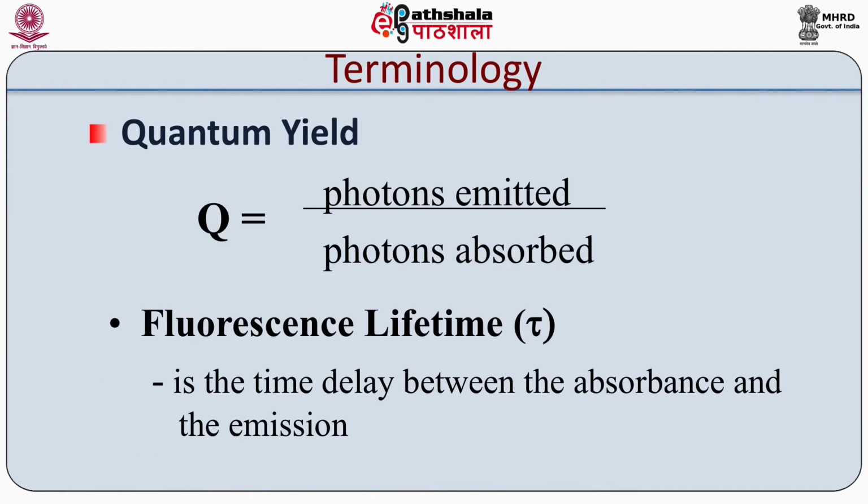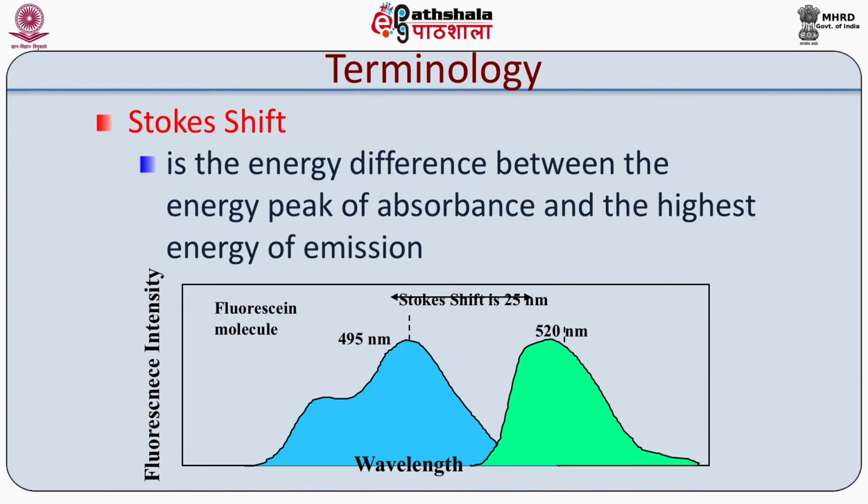And these are some of the units which are used for measuring the characteristics of fluorochromes: the quantum yield, which is defined by the photons emitted by the photons absorbed, and the fluorescence lifetime, which is the time delay between the absorbance and the emission. Also, the energy difference between the energy peak of absorbance and the highest energy of emission is referred to as Stokes shift, and these help in the selection of molecules.